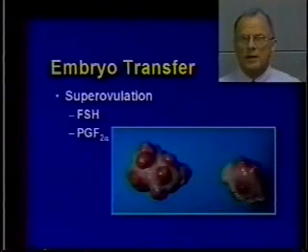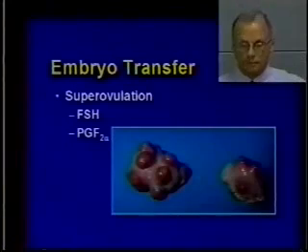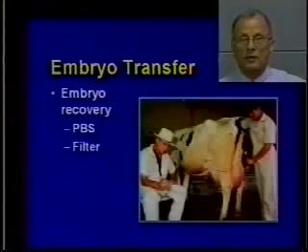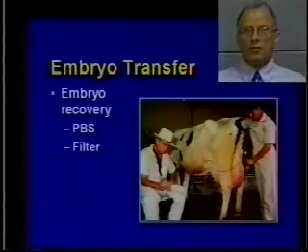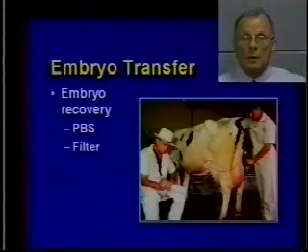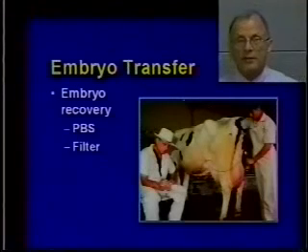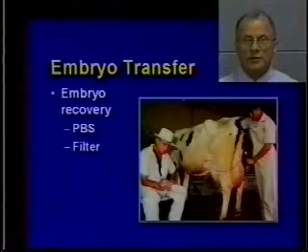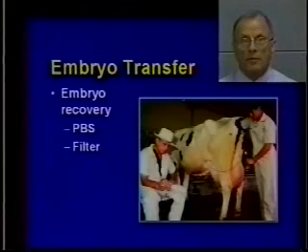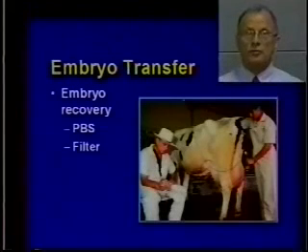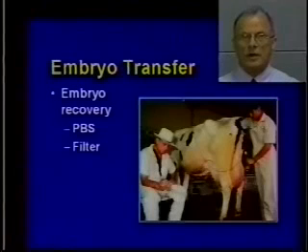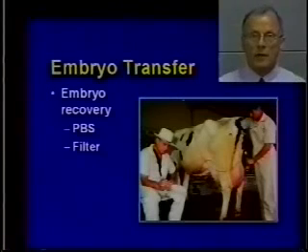We then inseminate the cow and get fertilization of quite a few at one time. Then comes the embryo recovery. This is done on day 7, a week after insemination, and done non-surgically today with a catheter that is introduced through the cervix, much like an AI pipette. But then once it is in there, it's a balloon catheter.